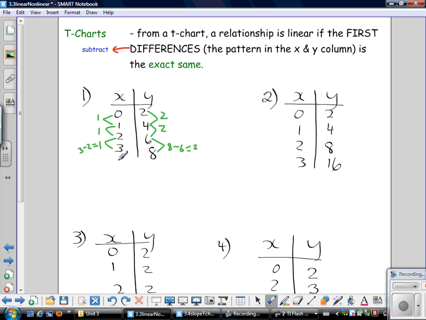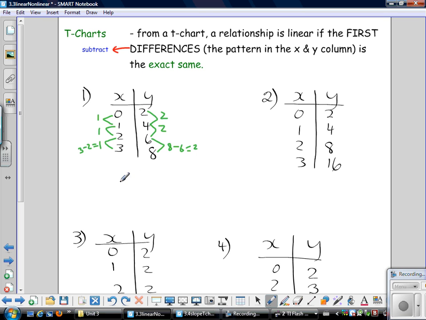You can see that the x column is going up by ones, and the y column is going up by twos. So my x's are going up the exact same amount and my y's are going up their exact same amount. The 1 and 2 obviously aren't the same, but as long as in each column they are the same, this tells me that this relationship is linear.